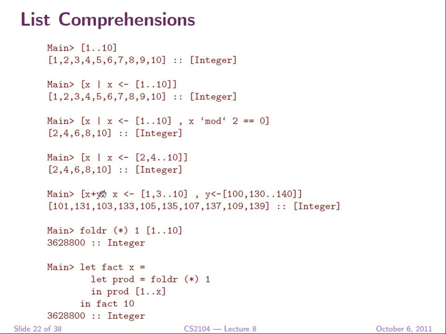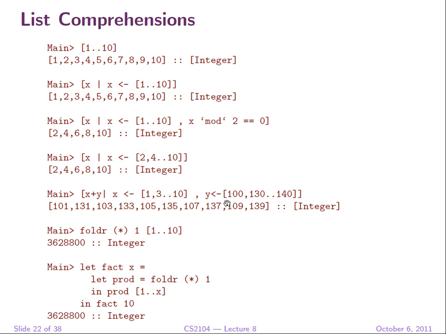List comprehensions, also a very important and interesting feature, right? We can define the list of x such that x comes from this list and x modulo 2 is 0. So this is an implementation of a filtering procedure, right? In fact, we don't really need the filter procedure in Haskell because we have list comprehensions, right? This is sort of an identity list comprehension. So this list is also the result, okay?